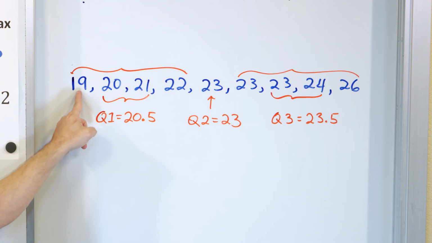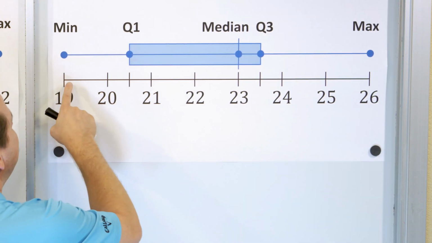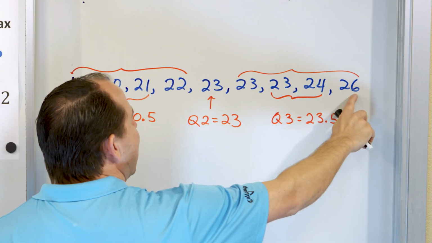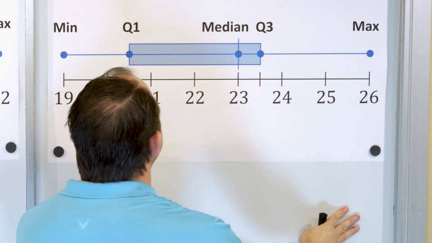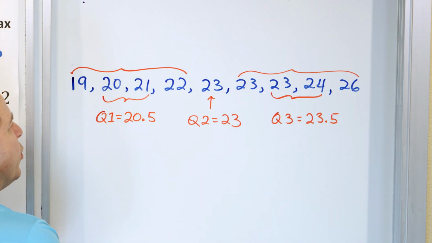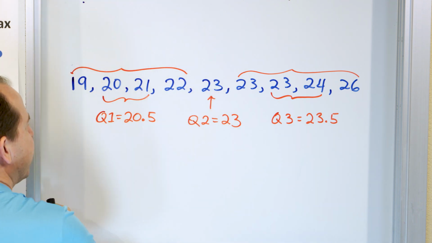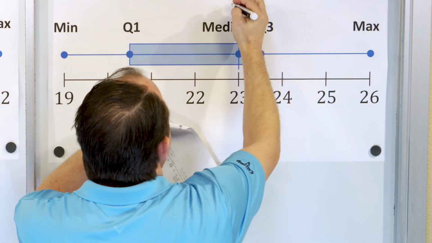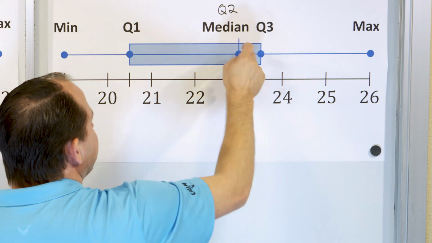The smallest value is 19. We put a dot right there. The highest value, the maximum value, is 26. We'll put that one over here. These are our extreme values. Then the median is 23. That's Q2, the center here. So we put the median right here at 23, which is just another name for Q2. Put a dot here at 23.